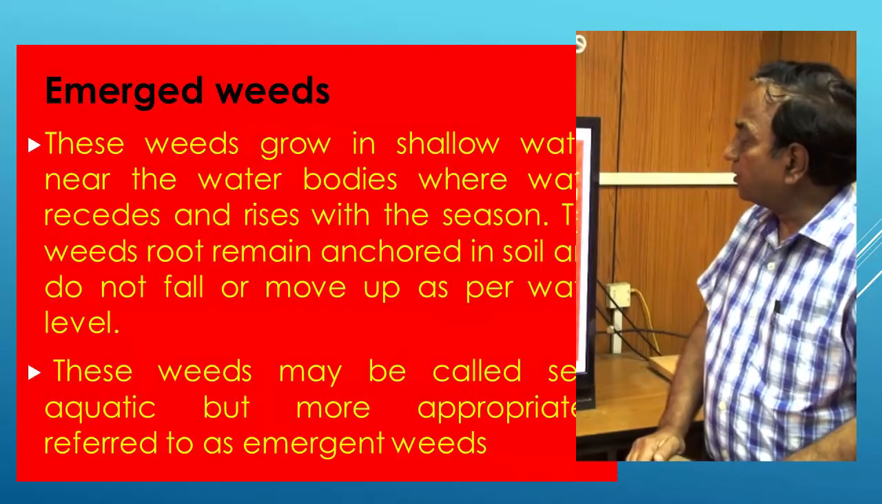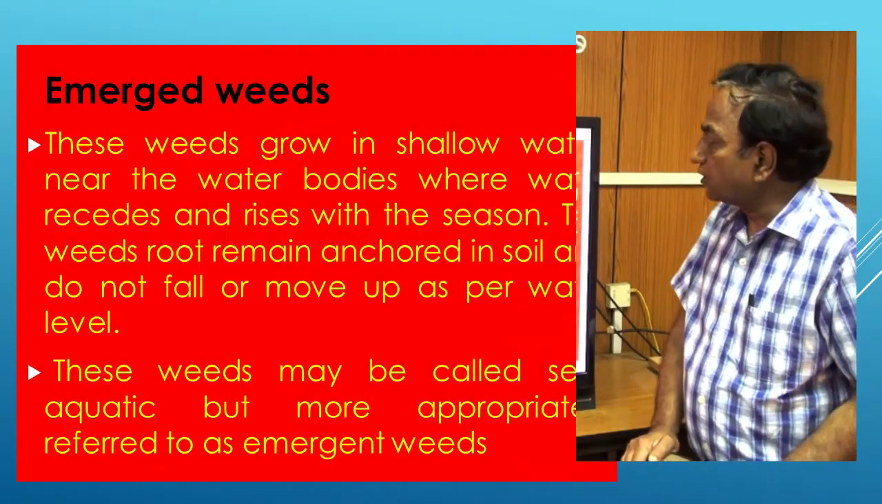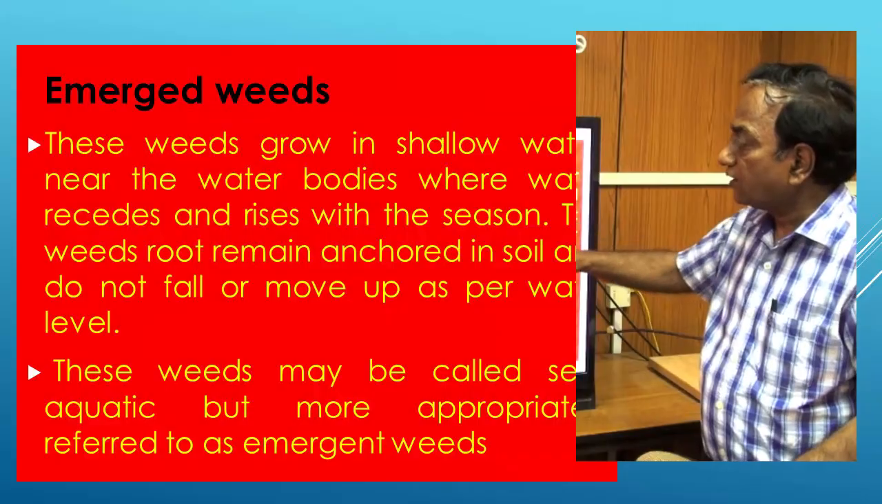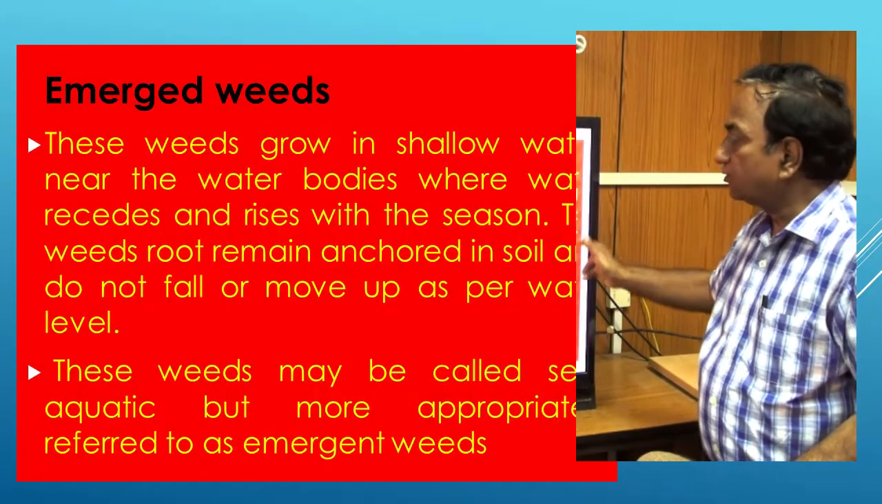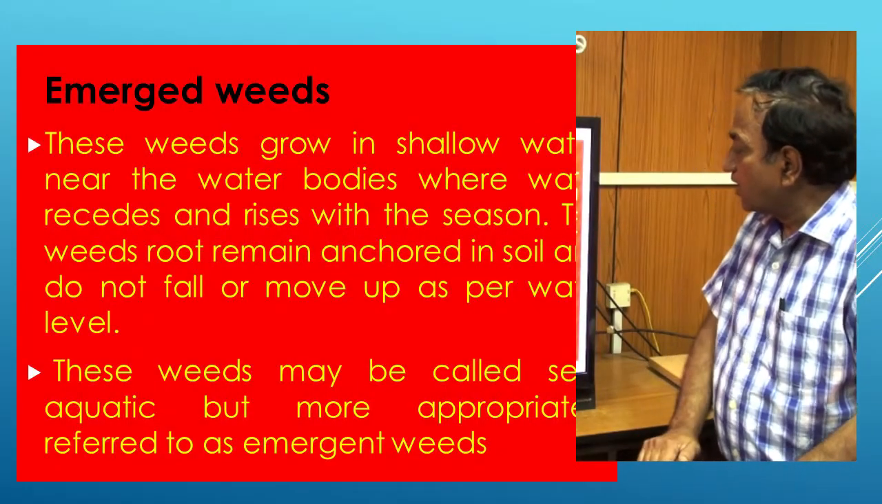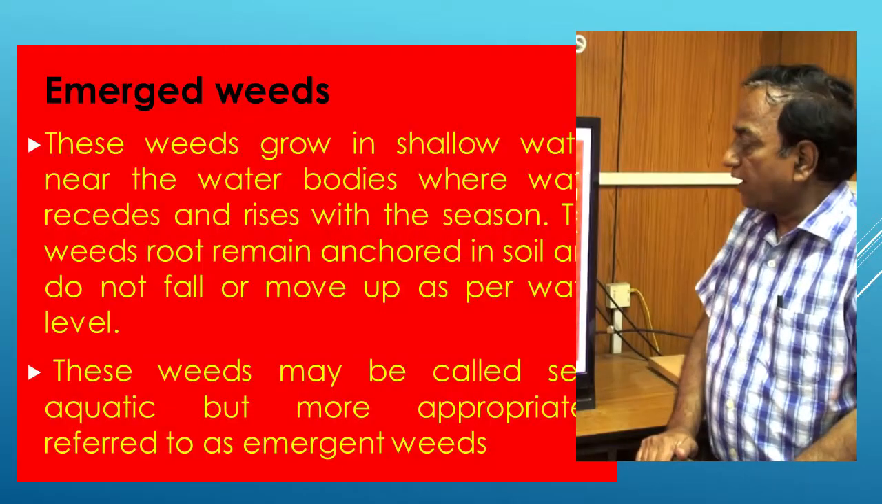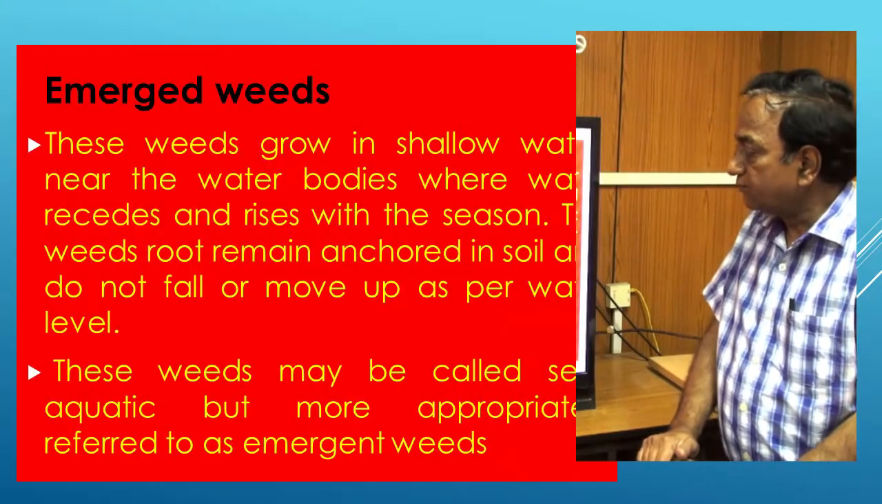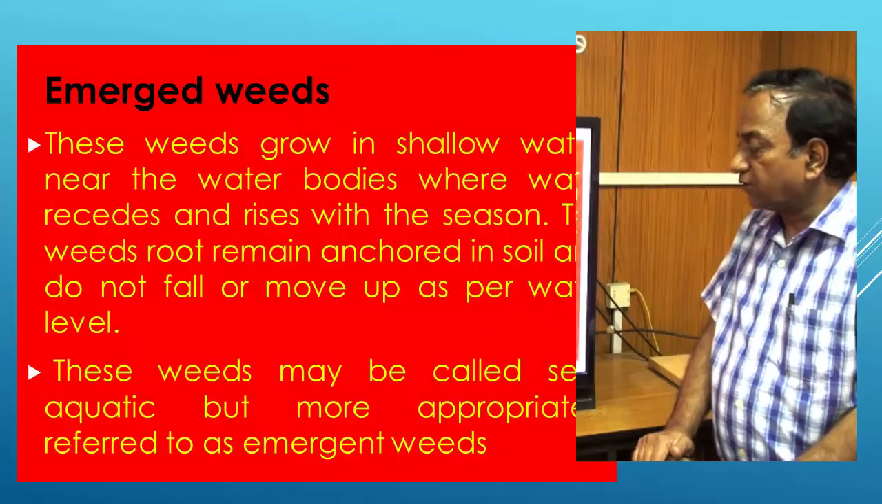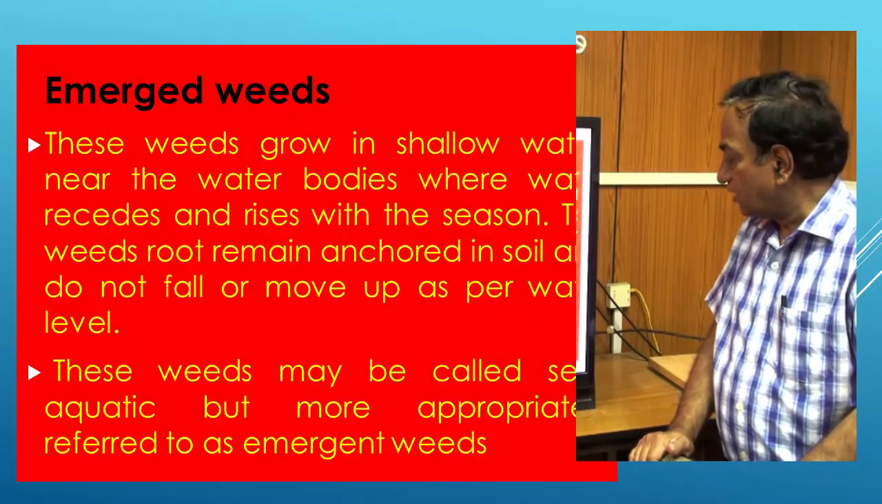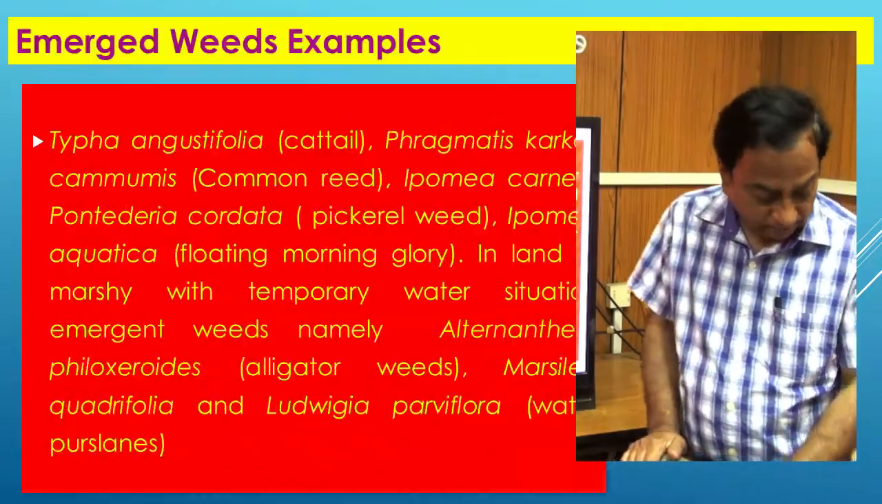Here these weeds grow in shallow water near the water bodies, where water recedes and rises with the season. The weeds' roots remain anchored in the soil and do not fall or move up as per water level. These weeds may be called semi-aquatic, but more appropriately referred to as emerged weed.